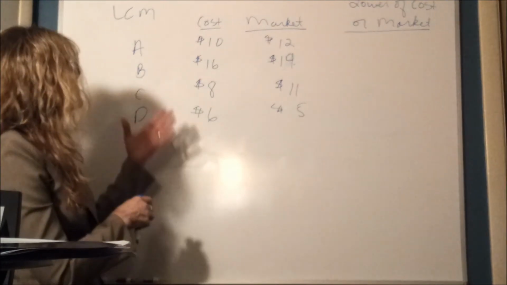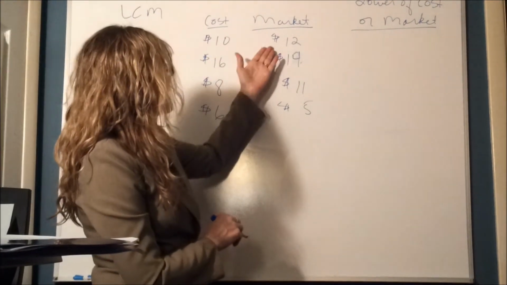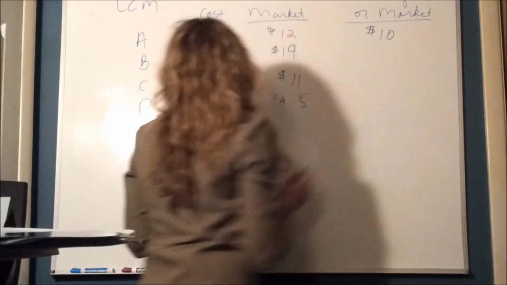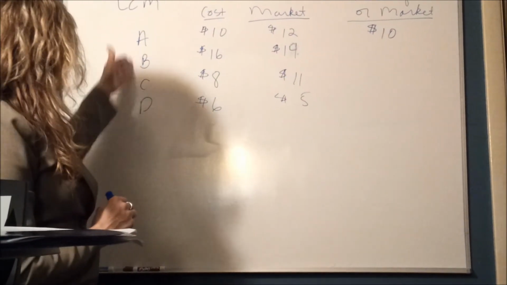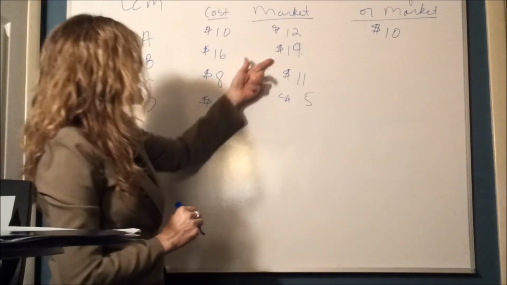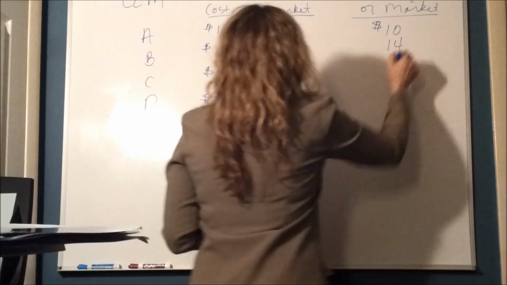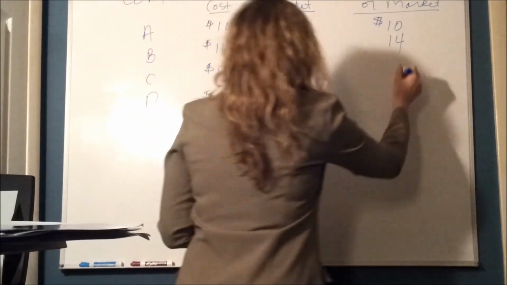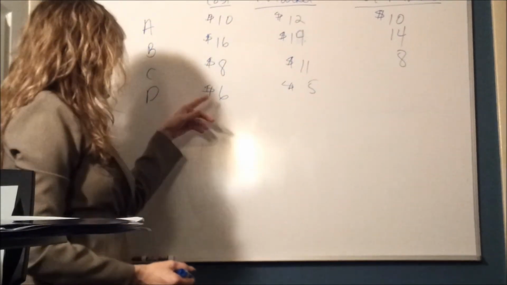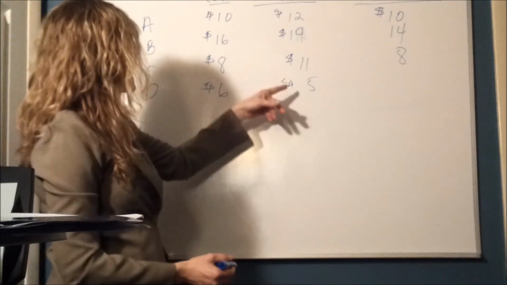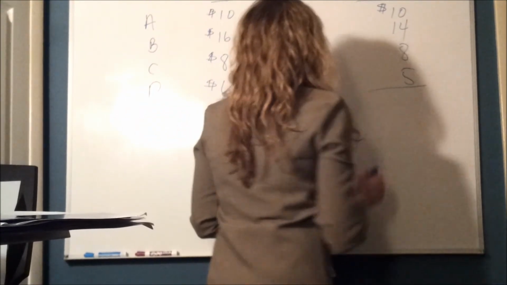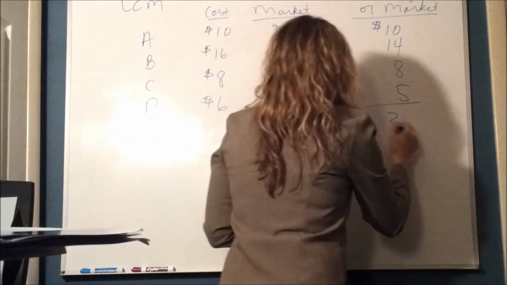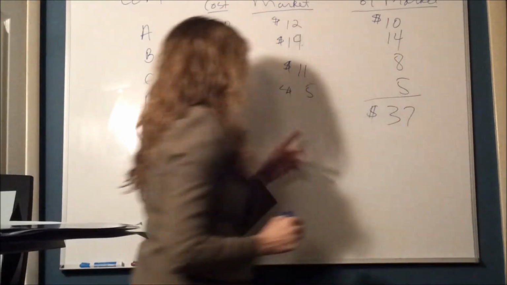So, the first case, we have cost of 10, market of 12. So, our cost is lower. We will take 10. Second case, item B, we have 4 different inventory items. Cost is 16, market is 14. We're going to take the market at 14. C, cost is 8, market is 11. We're going to take the 8. And our last case, cost is 6, market is 5. We're going to take the 5. So we would add these items together, 10, 14, 8, 5, and this would be our inventory value.